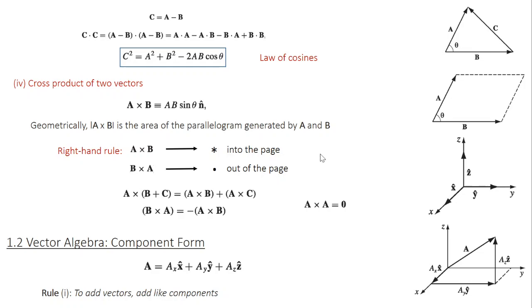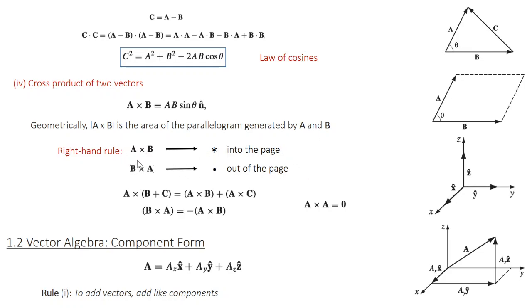Now assume that you have an arrow. When the arrow goes into the page, you see only the tail of the arrow, which is represented by a cross. On the other hand, when the arrow comes out of the page, you see only the head of the arrow, which is represented by a dot. So A cross B is represented as a cross and B cross A is represented as a dot.